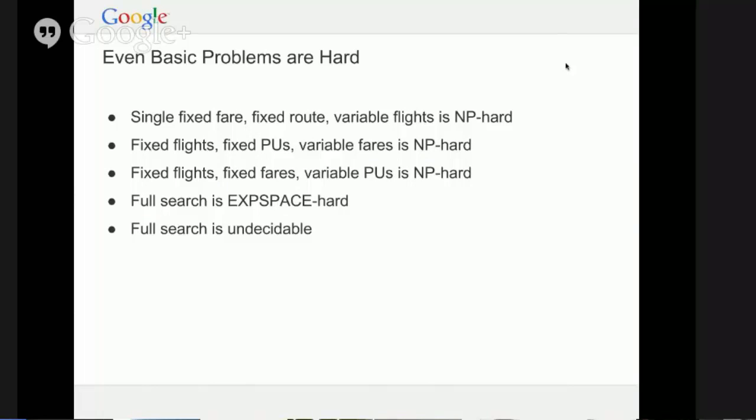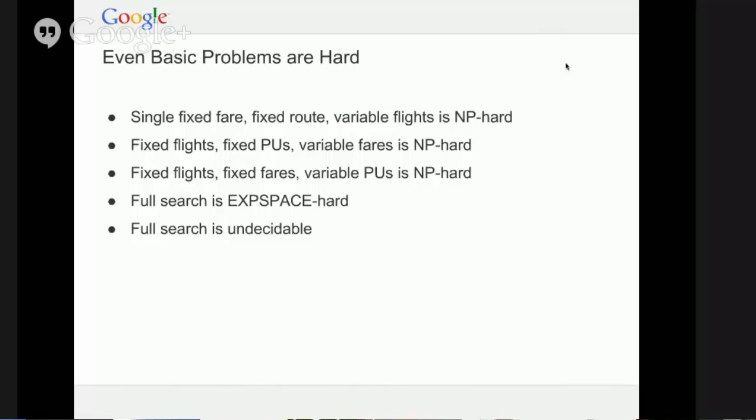So with that, here's what we know. We know that even the most basic problems in flight search are hard. Say I give you a fixed route and I give you a fixed fare, and all you have to do is choose which flights you want to use to plan your journey. Even that problem turns out to be NP hard.